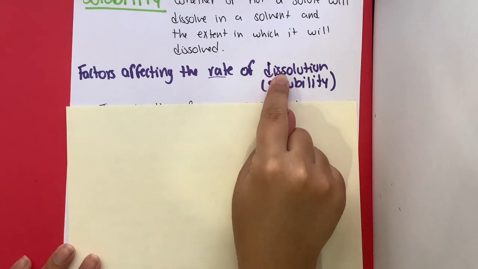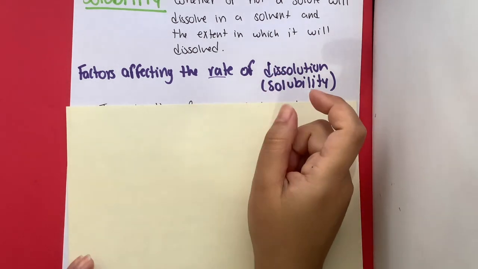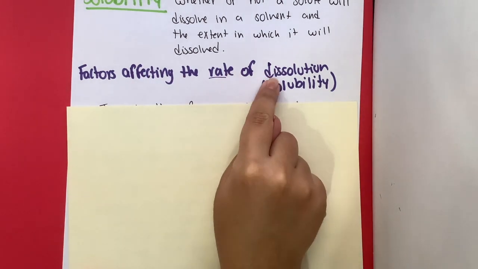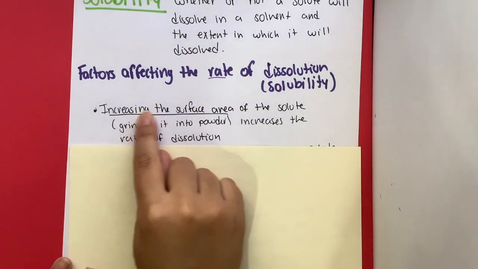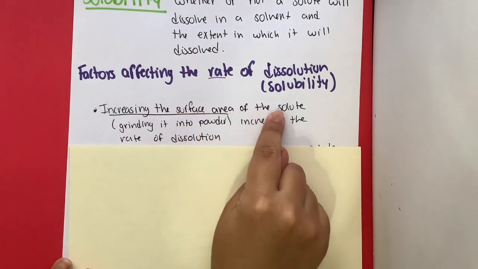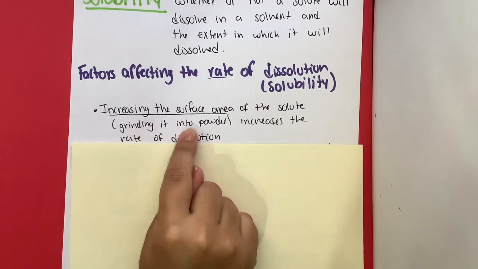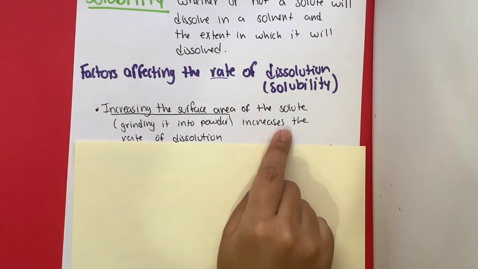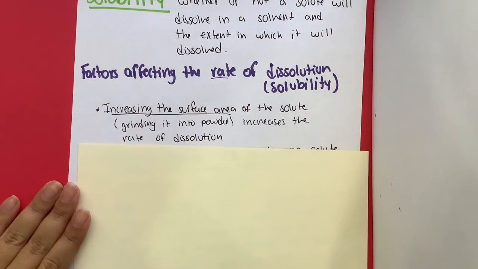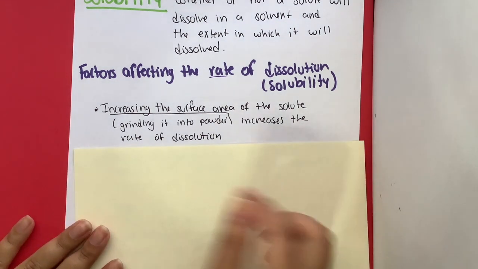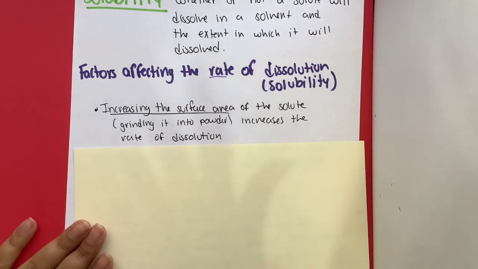There are some factors that affect the rate of the solution. Dissolution here is how fast something dissolves. One factor is increasing the surface area of the solute. You saw that when I added my salt to my water, the salt was small crystals. If I were to grind it into powder, I would increase the rate of dissolution by increasing the surface area. I can increase how fast something dissolves.